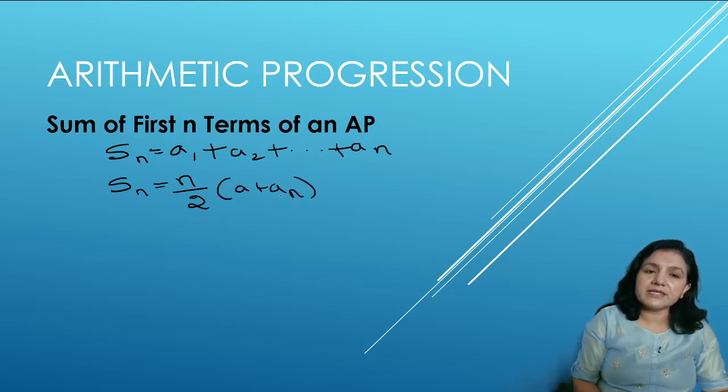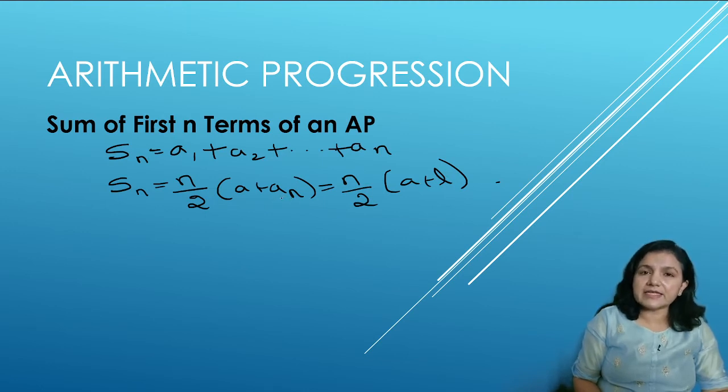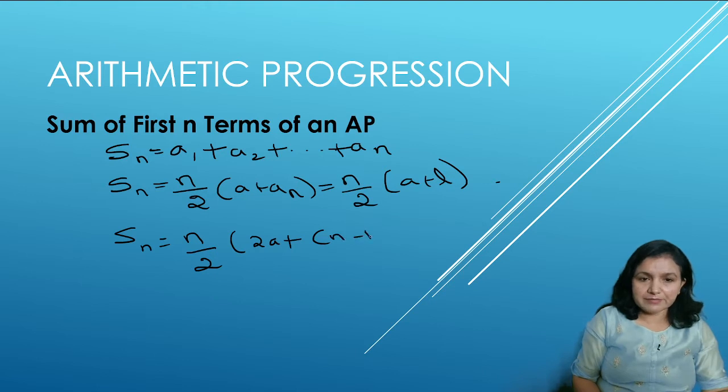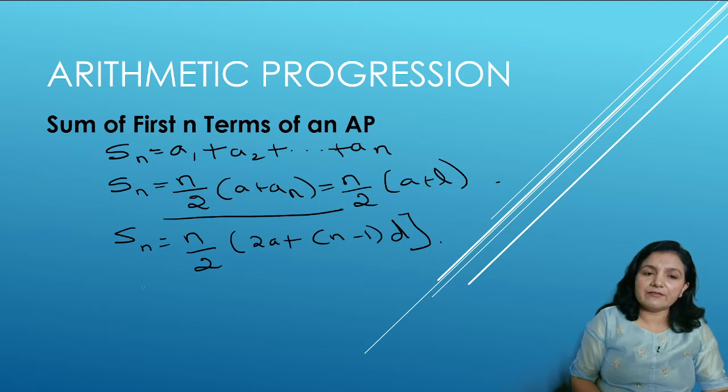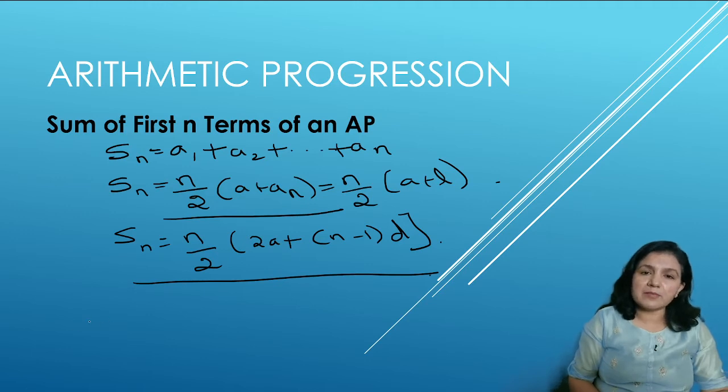Sometimes the last term is written as L. Then we will write n by 2 (a plus L). If I replace the value of an, that is an equals a plus (n minus 1) into d, then Sn becomes n by 2 (2a plus (n minus 1) into d). So whenever you know the last term, use the first formula, and whenever you are not given the last term, use this formula. These are the formulas for finding the sum of first n terms of an AP.